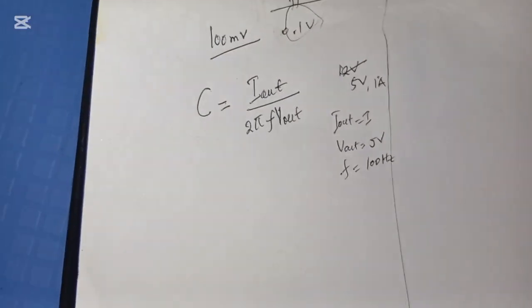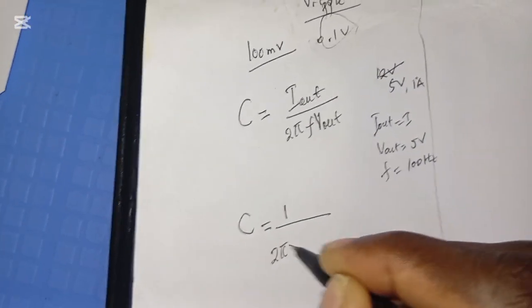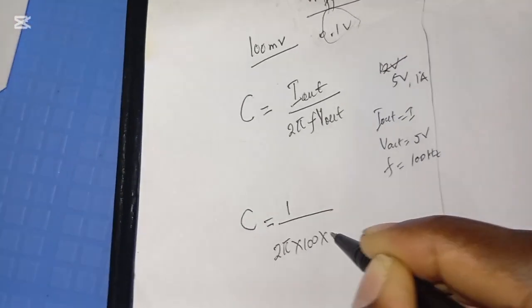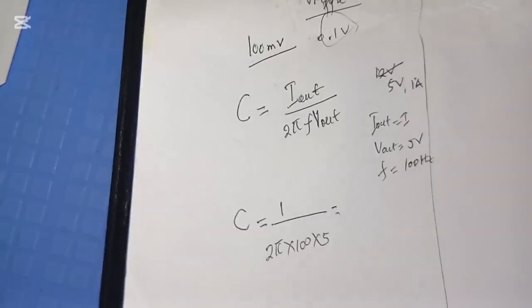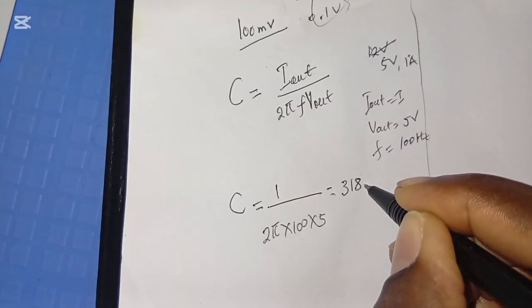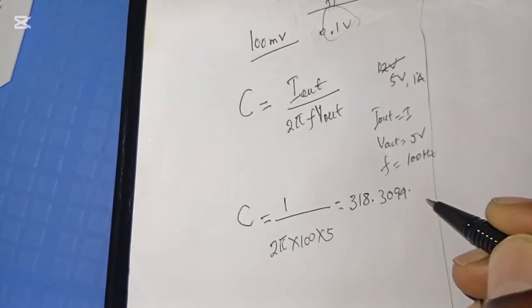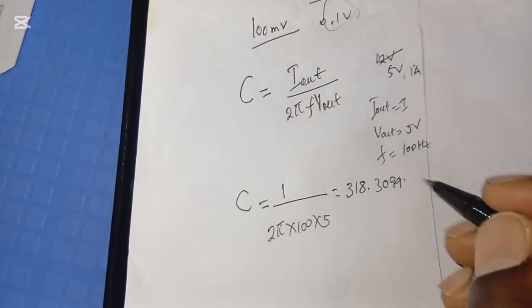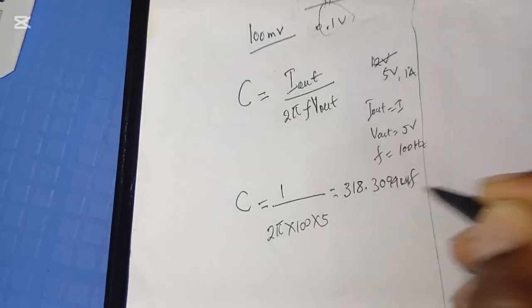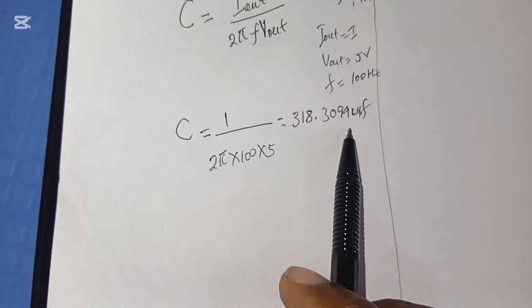Okay, now let's replace things here. So we have 1 amp over 2 pi times 100 times 5 volt. This will give us approximately 318.399, something like that, microfarad. I've calculated the microfarad already. So this will give us something like this.